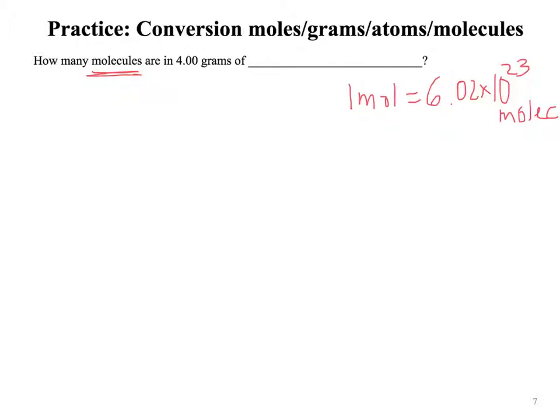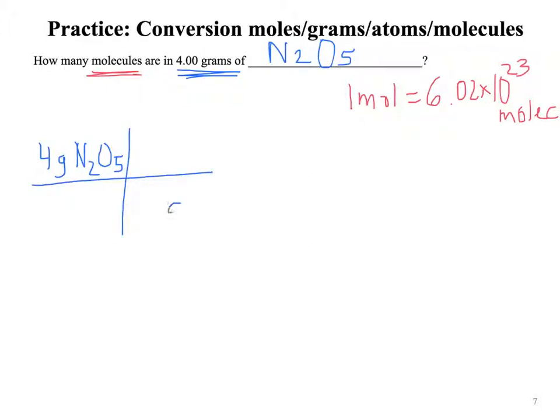So let's start off. We always start off with what they give you. 4 grams of N2O5, dinitrogen pentaoxide. If I want to cancel out grams, I'm going to have to put grams on the bottom and I want to put moles on top. So it's all about canceling out units, because now my grams will cancel out and I'm left with moles.